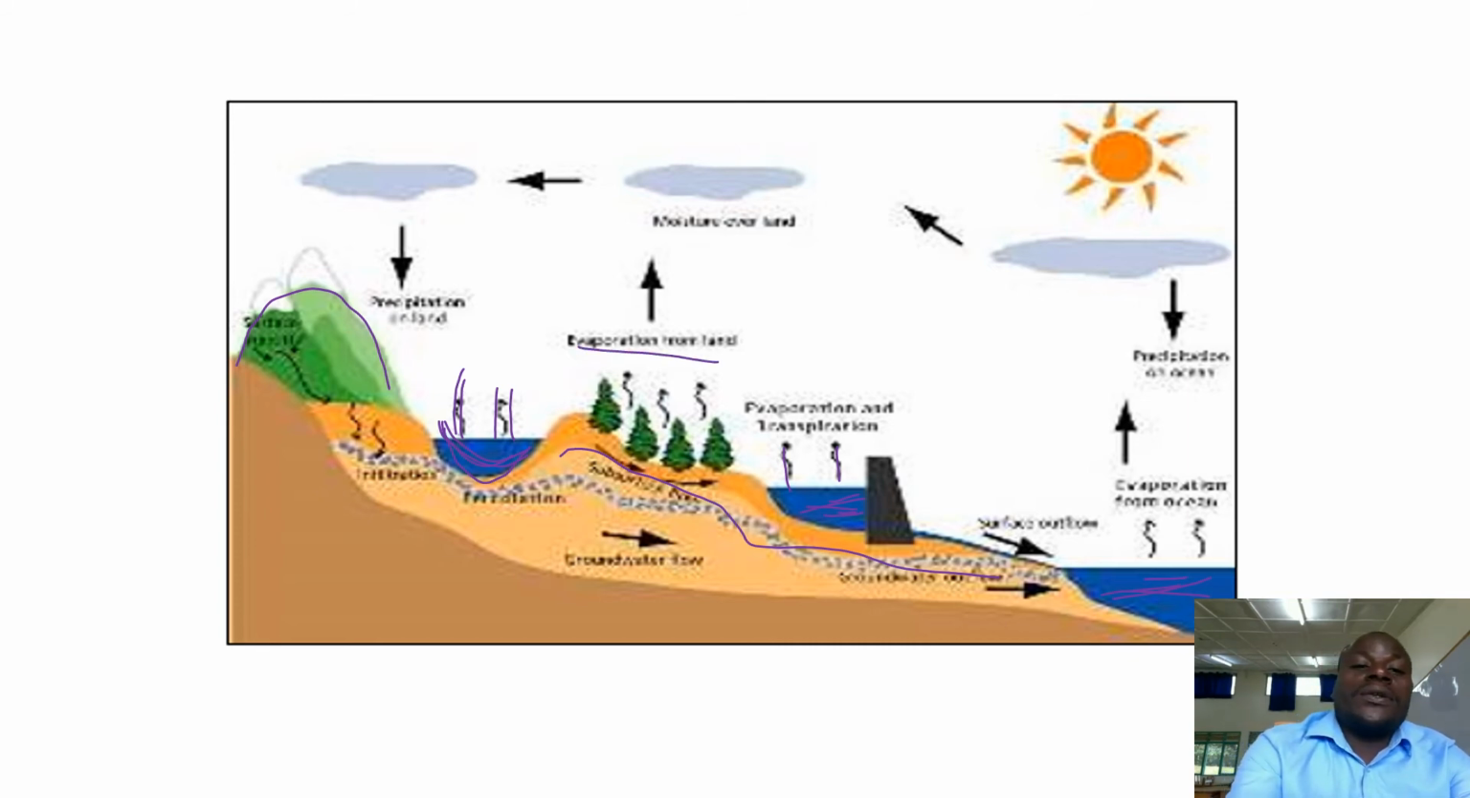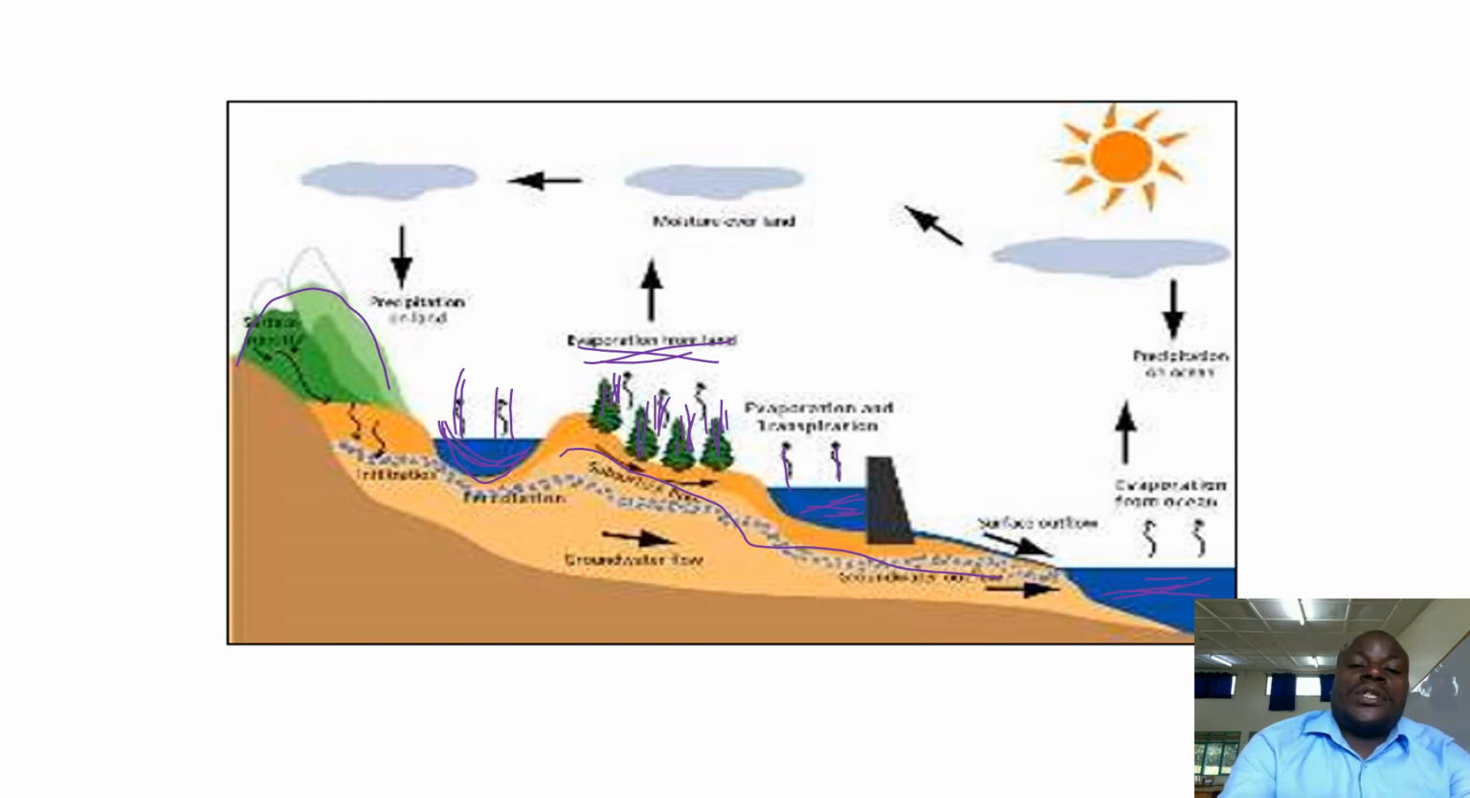And if you check on vegetation, there is transpiration on vegetation, and the vapor from vegetation also joins the atmosphere under the process of transpiration. When you combine the processes of evaporation and transpiration, they form one process which we call evapotranspiration.